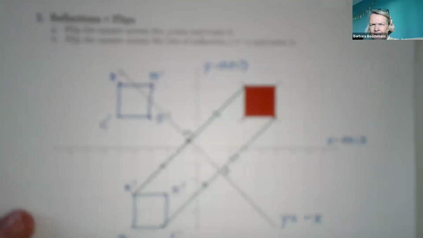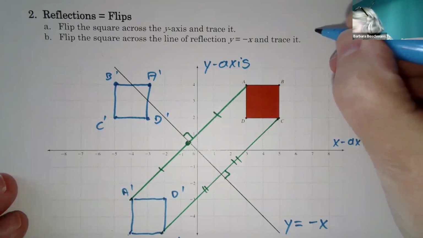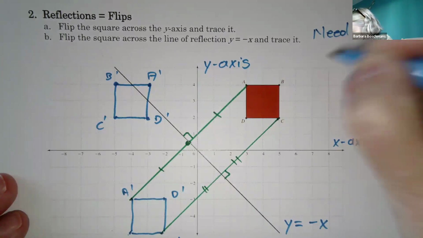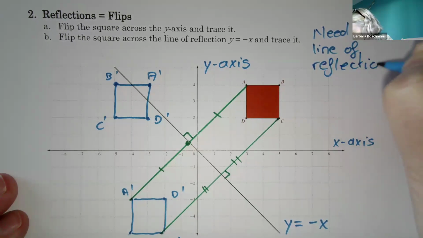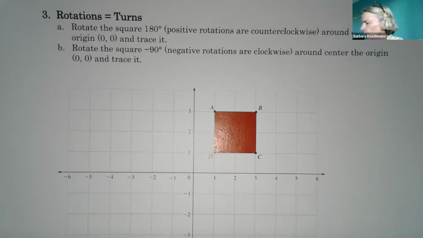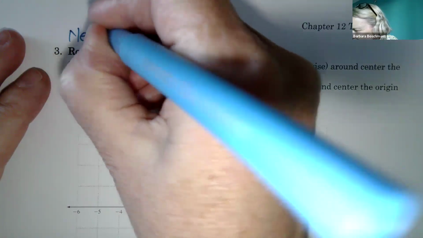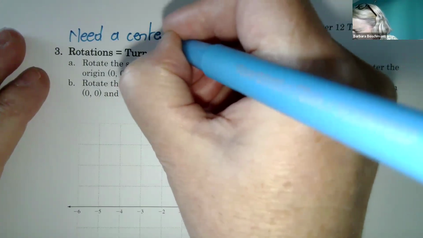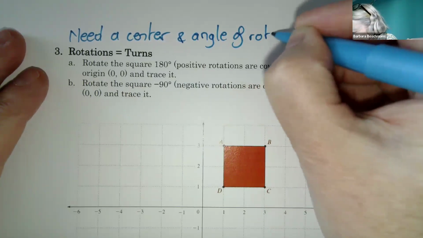Let's talk about what we need. We need a line of reflection. So that's what we need to do a flip. Okay, next is a rotation, and those are turns. And what we need here is a center and an angle of rotation.